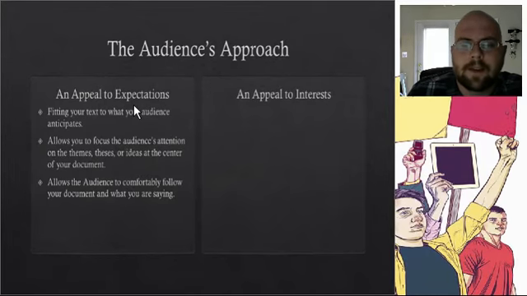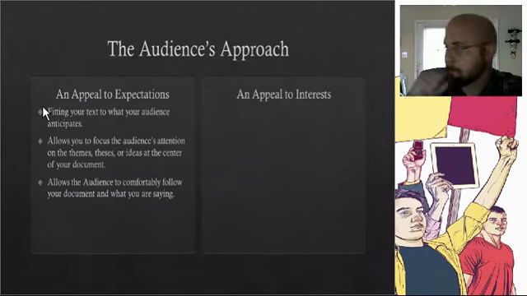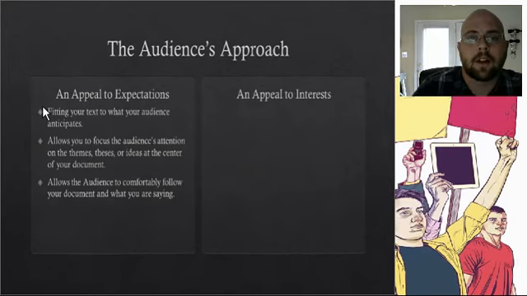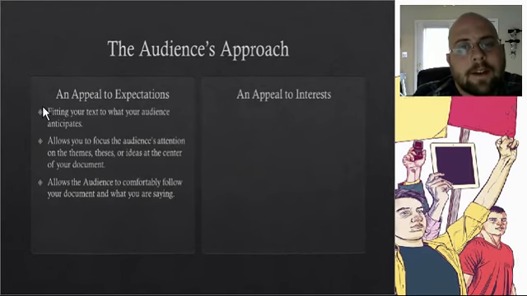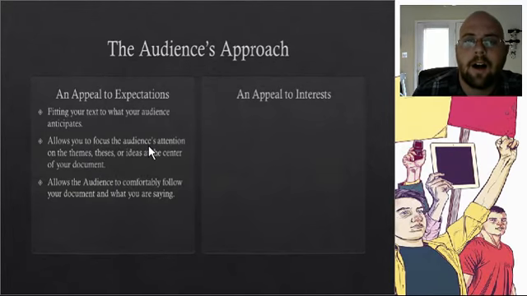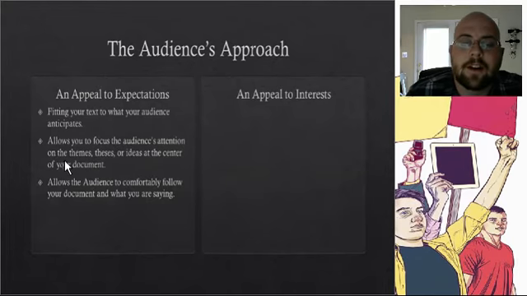So when you are putting together an appeal to expectations, you want to fit your text to what your audience anticipates. Right? So you're making a persuasive speech, or you're making an academic presentation. Your audience is going to expect you to clearly lay out your thesis statement, to clearly delineate each point from the next, and to use PowerPoint slides to help aid their comprehension. That's what's expected. That's the genre of an academic presentation. Okay? You want to do this because it allows you to focus the audience's attention on the themes, theses, or ideas at the center of your document.